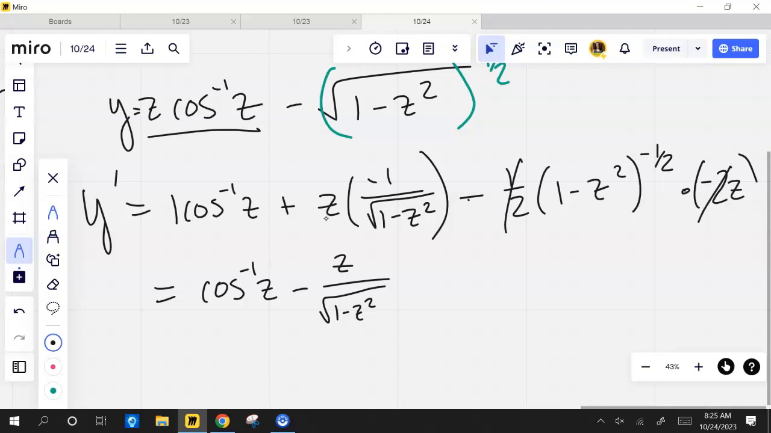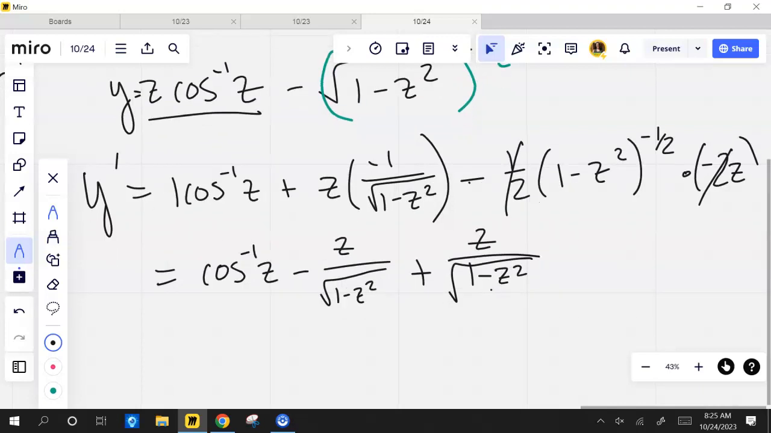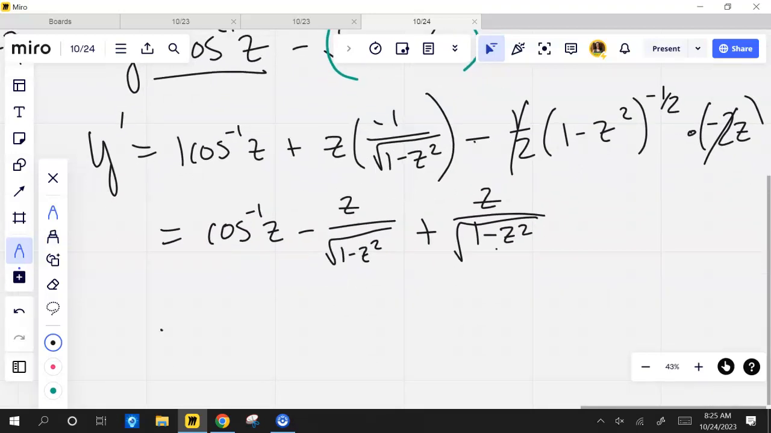Those are going to cancel, but I've got 2 negatives, so it's going to make me have a positive. I've got a z up top. I've got a 1 minus z squared on the bottom. These are the same. They're already the same denominator, so I might as well just combine them. Inverse cosine of z minus 2z over square root of 1 minus z squared. I don't know how they formatted their answer. I would stop there, if it were me.